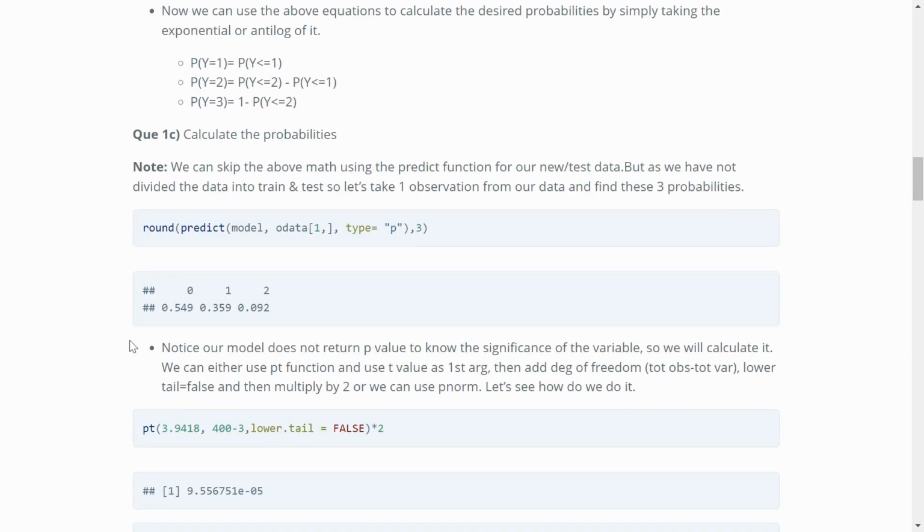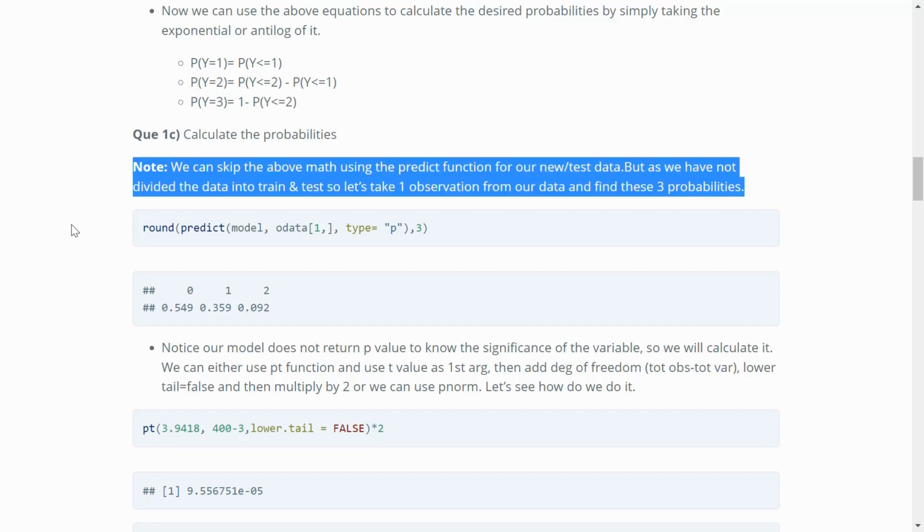Now moving to the next part, it says calculate the probabilities. Now there is a small note given here. It says we can skip the above math using the predict function for our new or test data. But as we have not divided the data into train and test parts, let's take one observation from our data and find these probabilities.